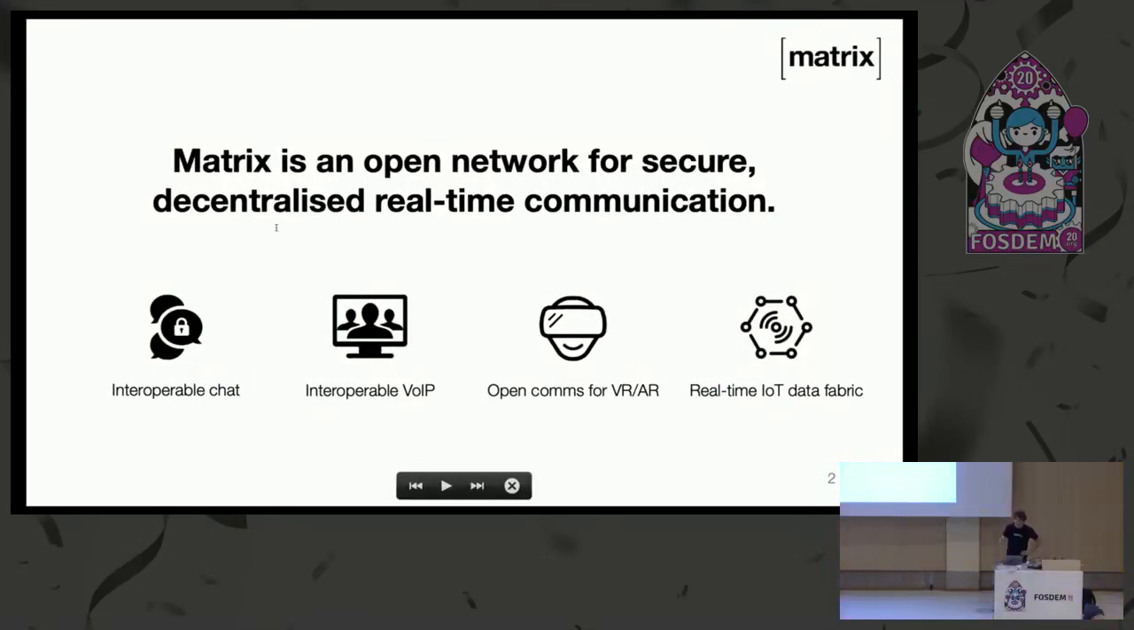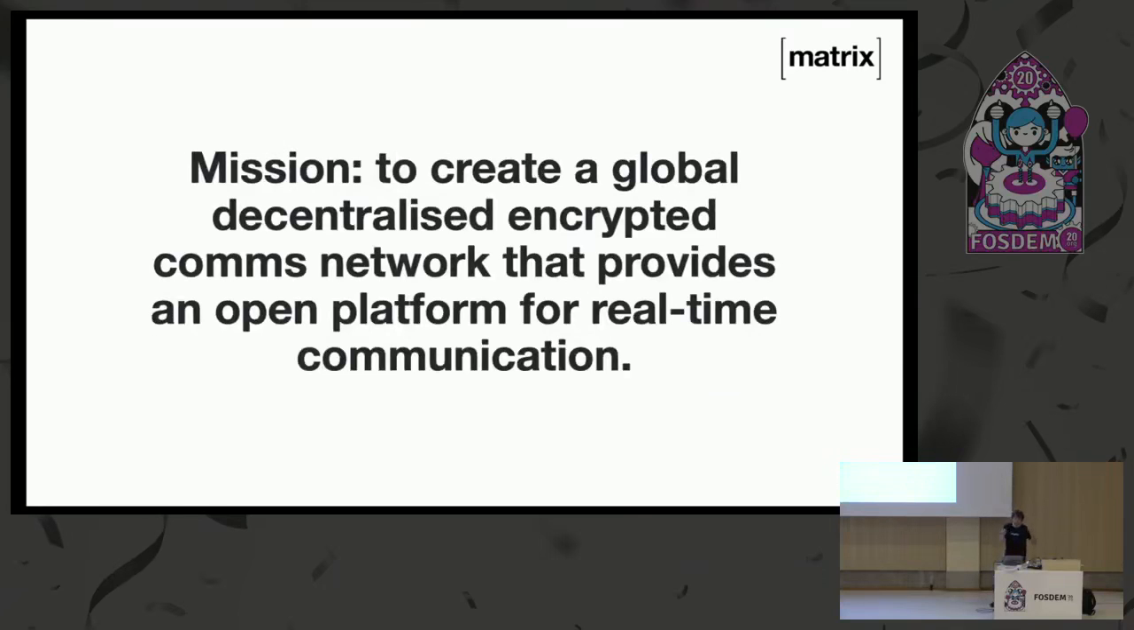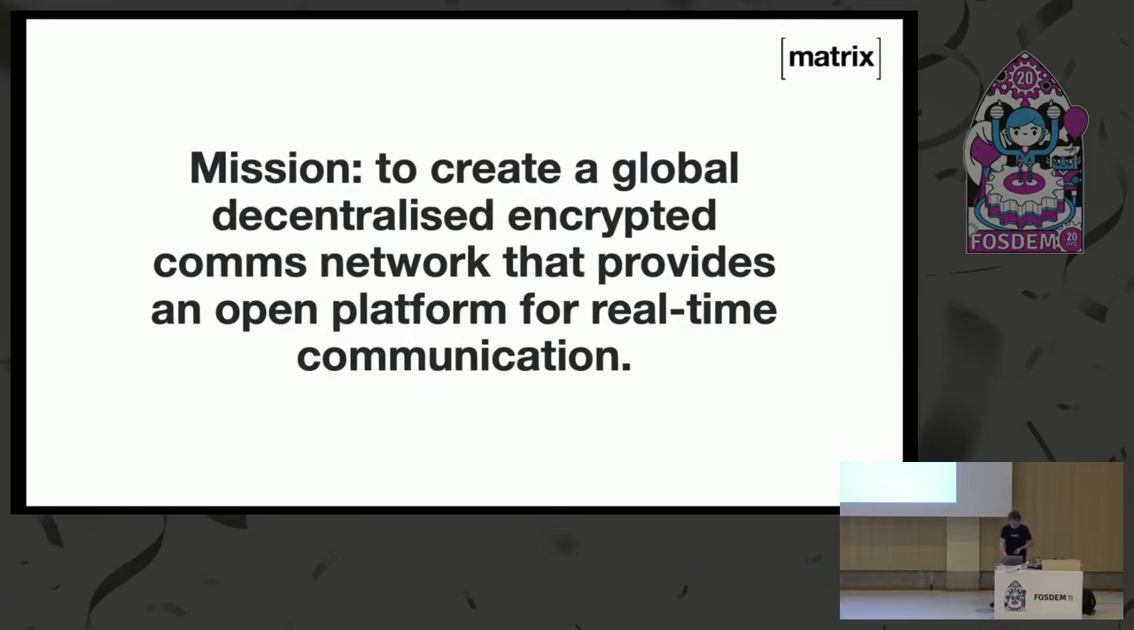So, Matrix, it's an open network for secure, decentralized, real-time communication. Use it for chat, VoIP, VR, AR, IoT. It's basically a big multiplayer pub-sub database. Anybody can store data in it of any kind. They can subscribe to it on other servers. It's meant to be, and it is, the missing communication layer of the web itself.